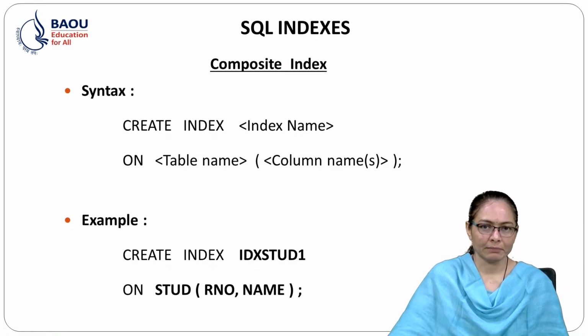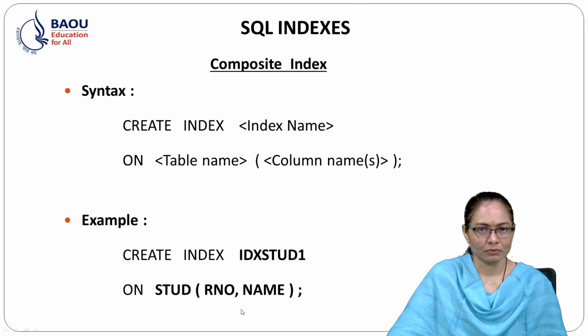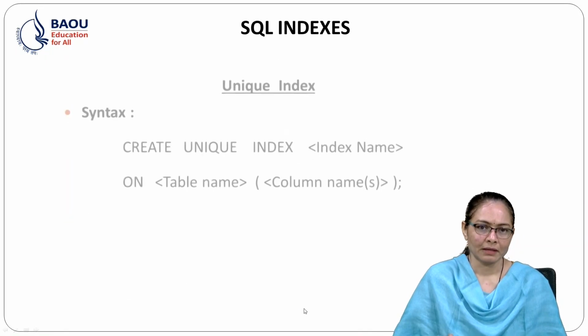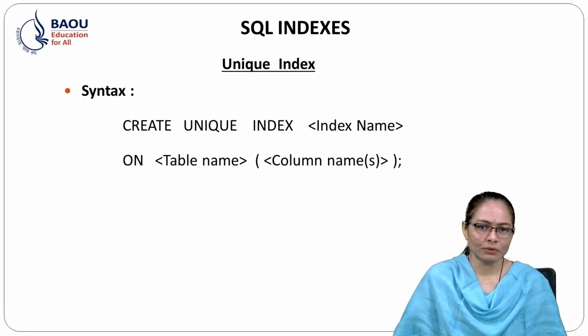Suppose in an employee table, we want to create an index on employee ID and employee name. How can we write it? CREATE INDEX, index name, ON employee (employee_id, employee_name); and then semicolon. Now, how to create the unique index?